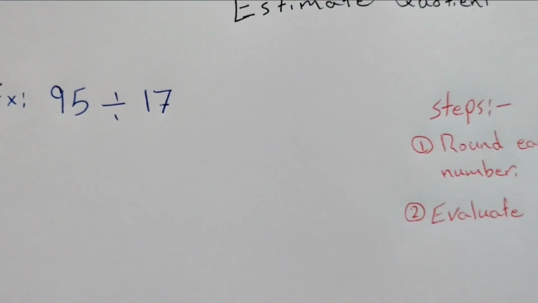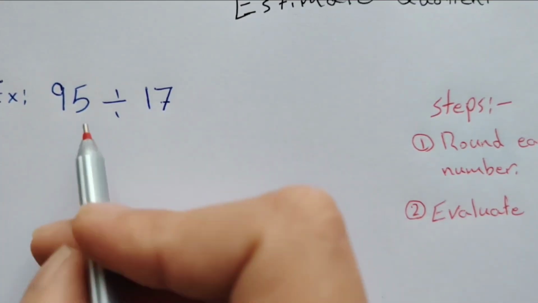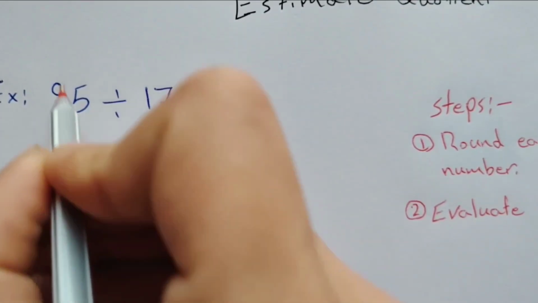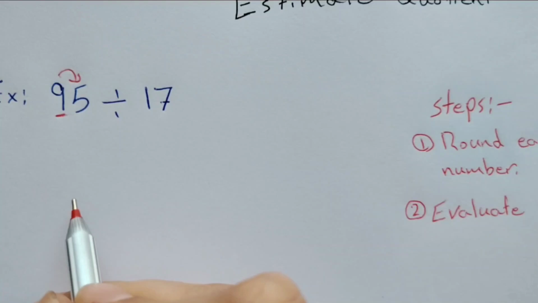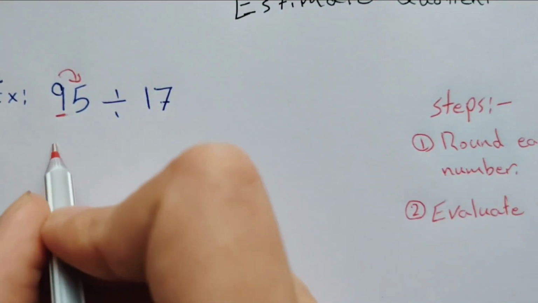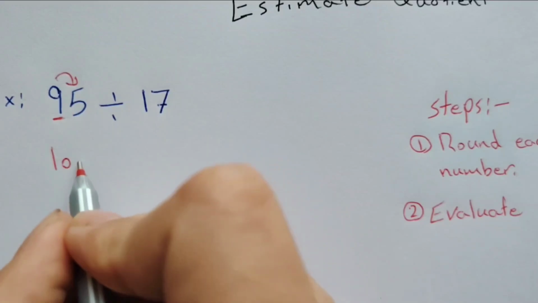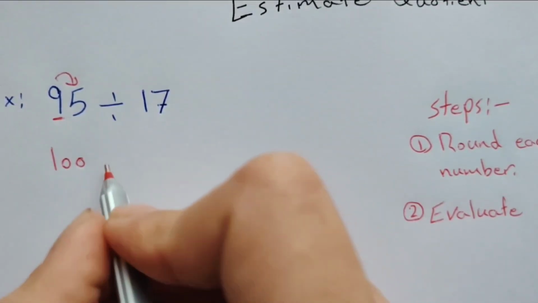Okay, let's start. For example, we have 95 divided by 17. First, we will round the numbers to the greatest place value that we have, which is tens here. Then we check on the right side, we have 5, so it should be rounded up. 9 will be 10, and the 5 will be 0, because when we round, the right side will be 0.